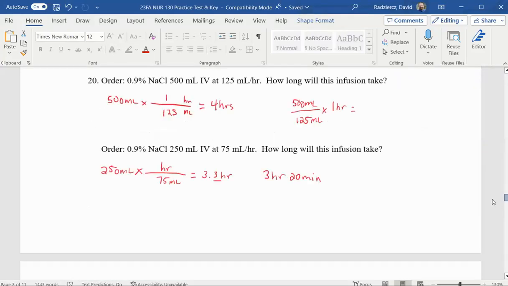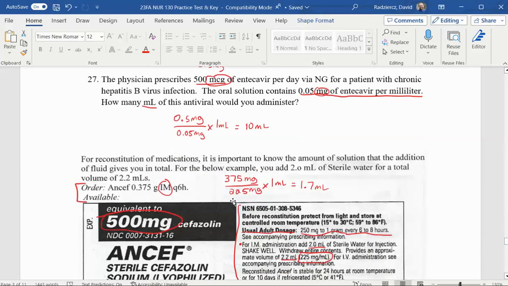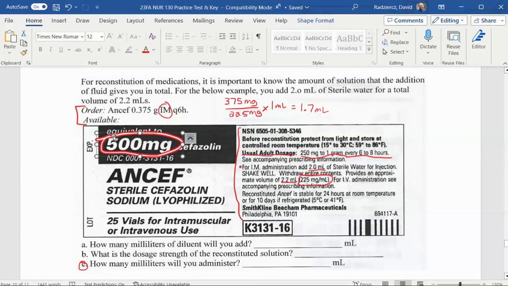When we come down to the ANSEF question here, you'll notice that the label does not say anything about milligrams per milliliter. That's your clue that you're dealing with one of these tricky-ish types of reconstitutions, because everything else is going to seem the same. 0.375 grams intramuscular every 6 hours. It's a typical type of question, typical type of order. But the difference is now we have to look at the side label to see what is going on and how to answer this question.